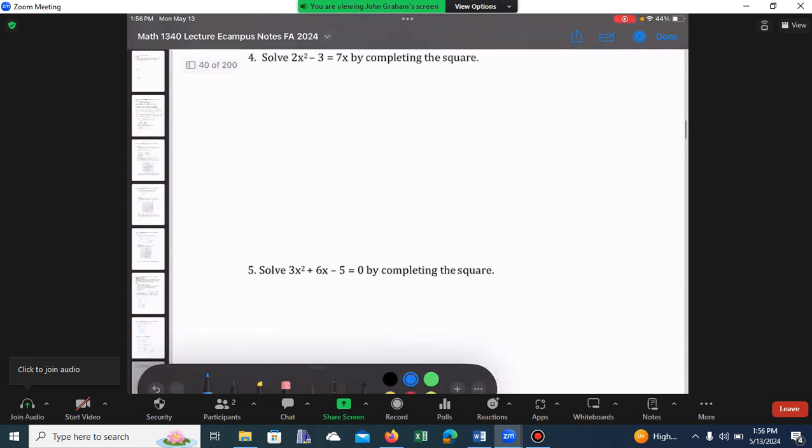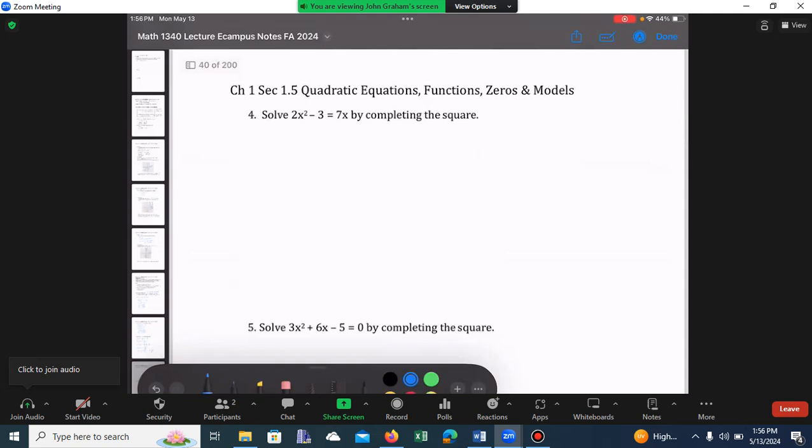Right. A couple more, then we'll be done with this section of the video. 2x squared minus 3 equals 7x. We need to have everything on one side. So we'll have 2x squared minus 7x plus 3 equals 0. But we also need that x squared term to not have a 2 in front of it. It has to be a 1.